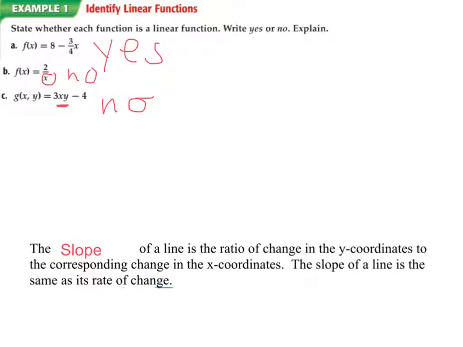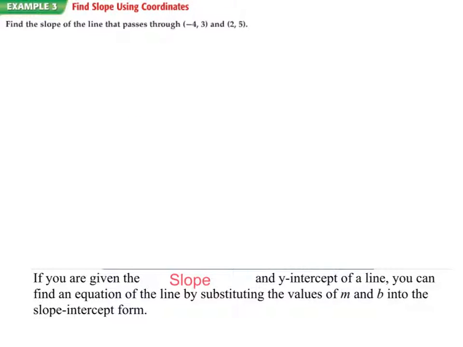The slope of a line is the ratio of change in the y-coordinate corresponding to the change in the x-coordinate. The slope of a line is the same as its rate of change. In example 3, they want us to find the slope of the line that passes through negative 4, 3, and 2, 5. The first thing I'm going to do here is label the points. So I'm going to call them x1, y1, and x2, y2.